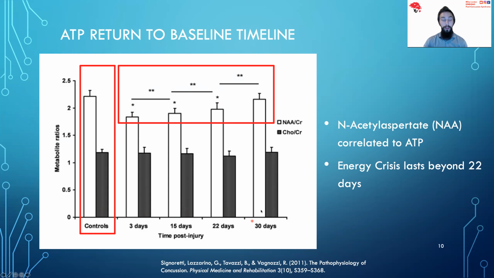So these were in human trials, and it took 30 days for their ATP to return to baseline. These indicate significant from the time period before. So it's important to note that this ATP energy crisis lasts at least 22 days.